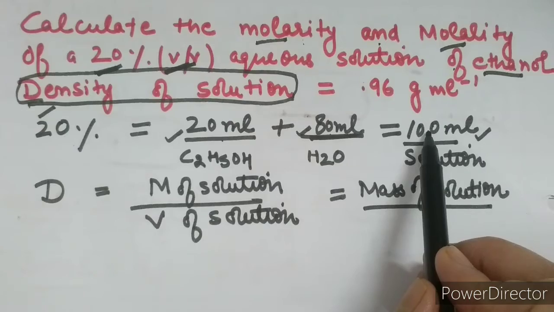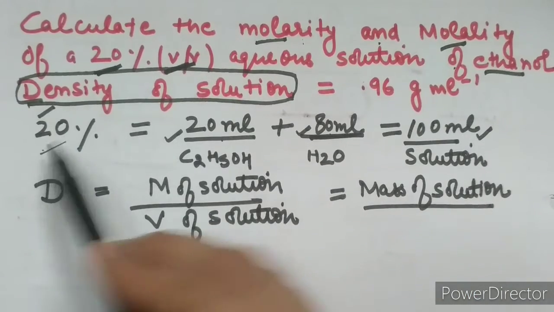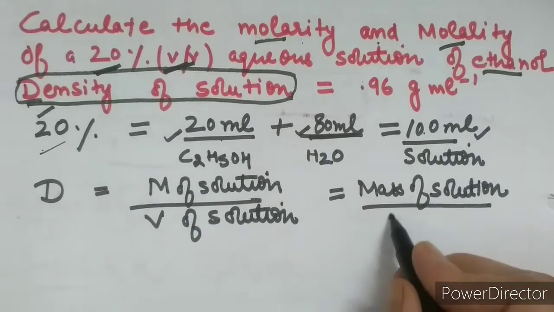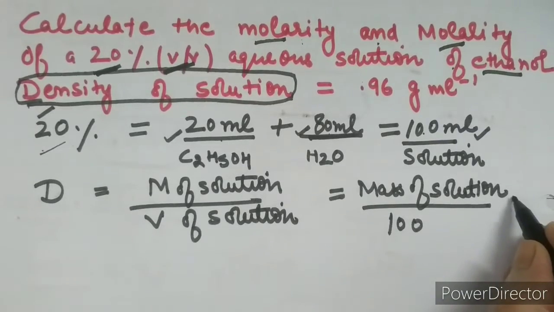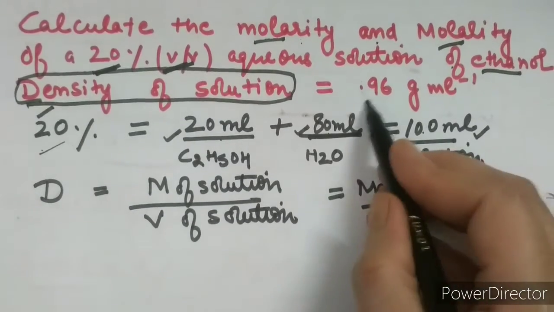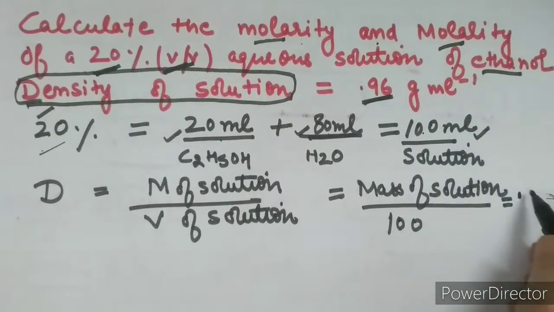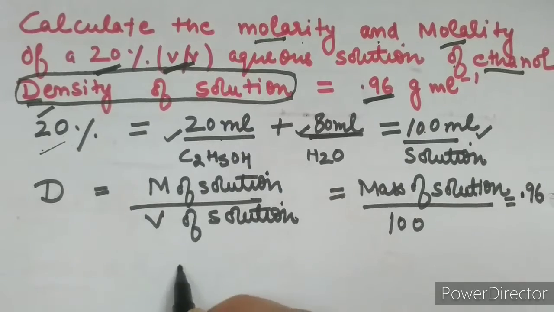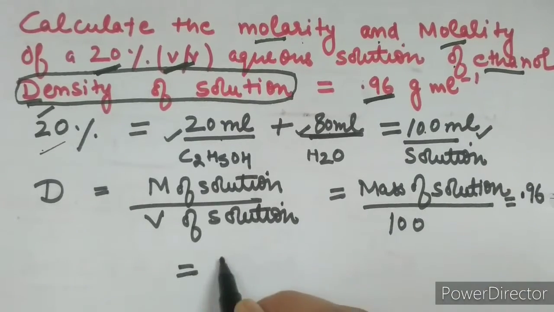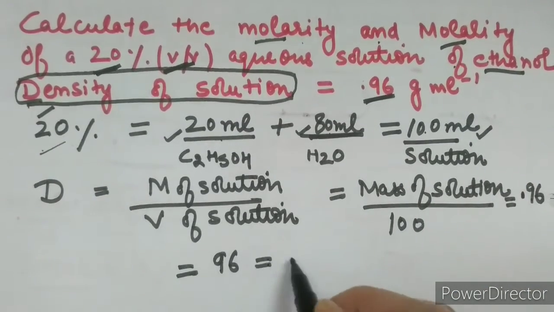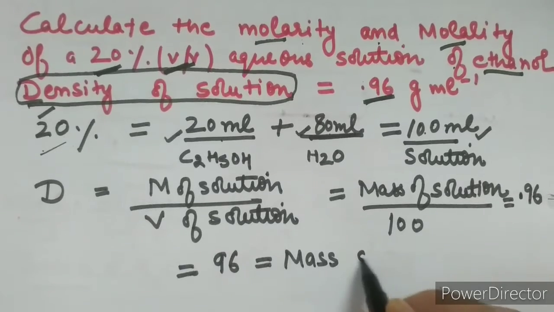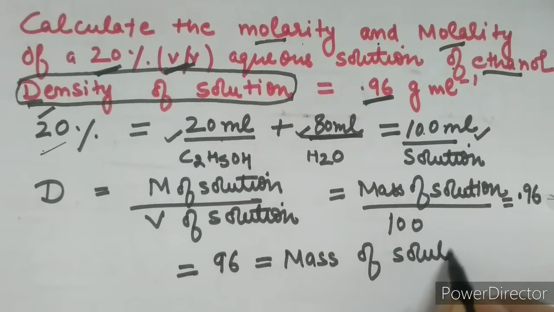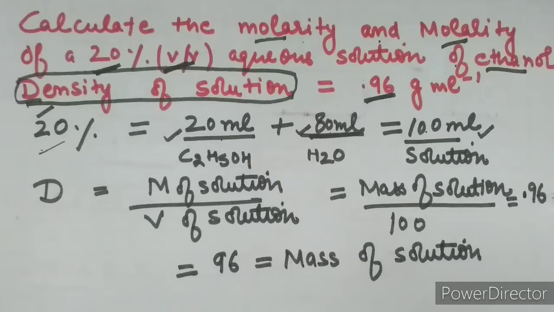Just now we solved that if the percentage is 20%, the total volume of solution will be 100, and the density is given as 0.96 grams per ml. So the mass of solution will be 0.96 into 100, that is 96. This is the mass of solution, right?